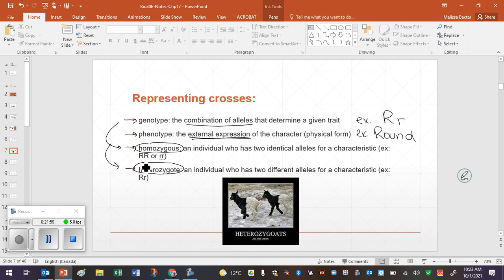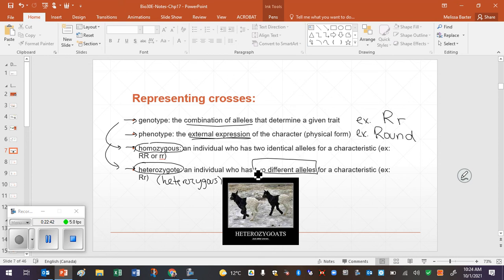A heterozygote, or the adjective would be heterozygous. And I like to change up the type of word that I use, sometimes the noun, sometimes the adjective, so that you're comfortable with that type of switch. I could call an organism a homozygote, or I could call their genotype homozygous. I'm talking about the same principle. I'm just using the word as an adjective in one case and a noun in the other. Heterozygote, or an organism with heterozygous genotype, is an individual who has 2 different alleles for a characteristic. So this big R, little r combination, that would be a heterozygous genotype.